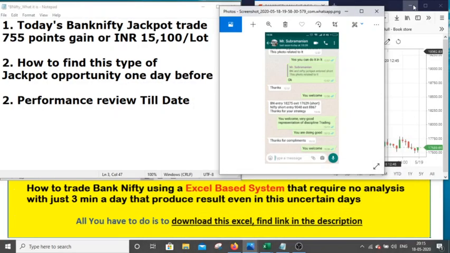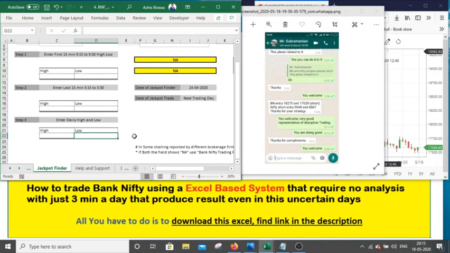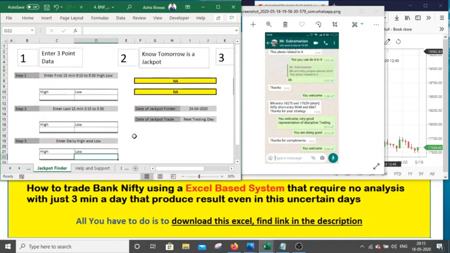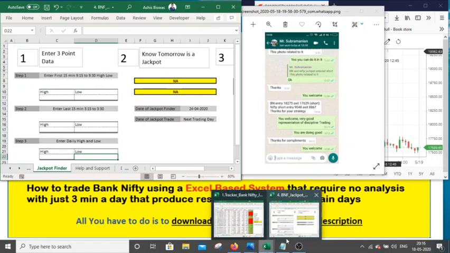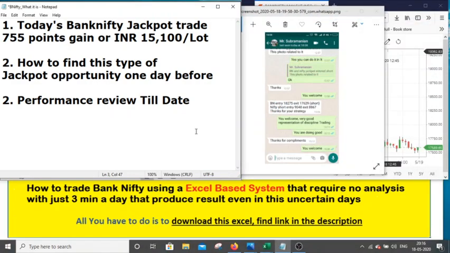Hi friend, in today's video I will describe how you can find today's type of trade where we gain massively with this type of Excel sheet. Here I will describe exactly what to do. Today there was a very good profit opportunity day. We earned 755 points, that is around 15,100 per lot.